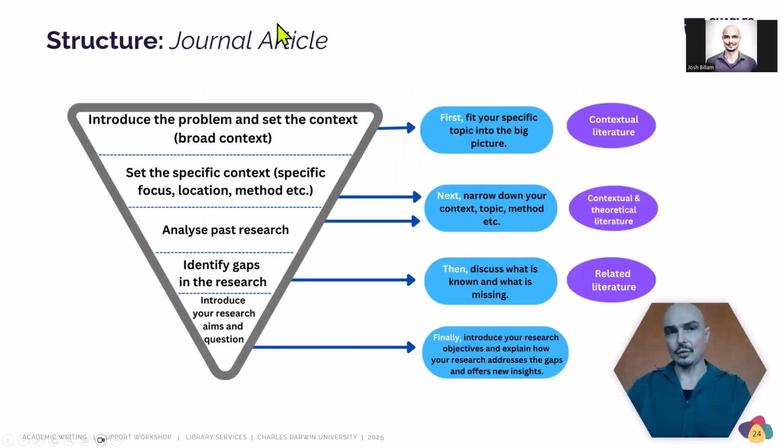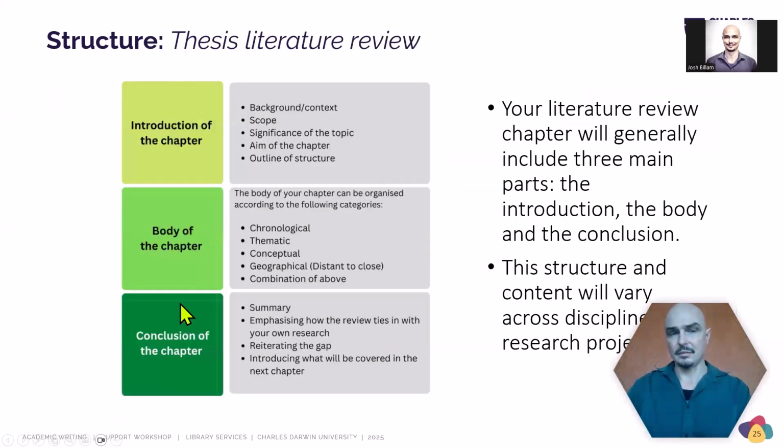The way that a journal does it is very formulaic. You introduce the problem, you set the context, have a look at some past research, identify a gap, and then introduce your research in your paper. But yours doesn't need to be that formulaic. I think let's just keep it simple at this stage. It's going to have 3 parts: introduction, body, and conclusion. The body's going to be the biggest, and it's up to you how you structure that body.